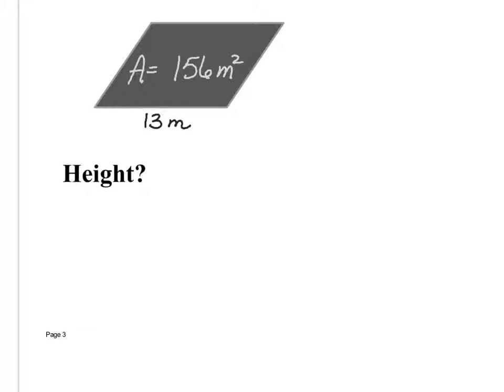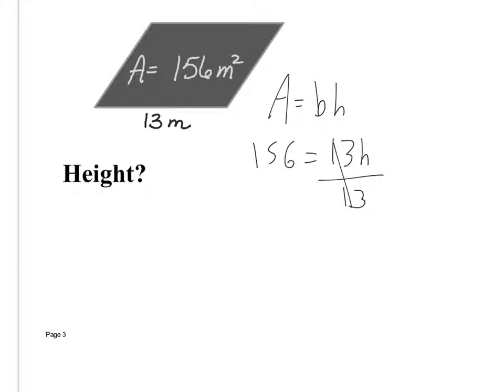Here, they're asking for the height. So what you do is you work backwards. Your formula for area of a parallelogram is base times height. Plug in what you know. Area is 156. Base is 13. We've got to find the height. We know how to do this. We've been doing this all year long. We have 13 times h, so we divide by 13 to get rid of it. 156 divided by 13 gives you 12 meters for your height.